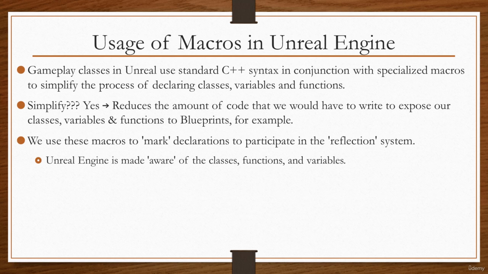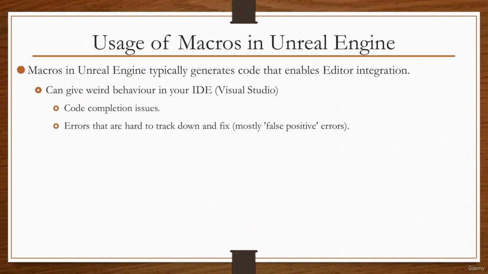Macros in Unreal Engine typically generate code that enables editor integration. Now, while this is really handy, I would like to mention here that it can give us some weird behavior in the IDE, so in Visual Studio with IntelliSense, for example, code completion issues. That can be an issue for some people if you are relying heavily on code completion. So you do the dot or the arrow operator and you expect a list to pop up and to show you what members you have access to, for example, or you expect IntelliSense to sort of guide you and help you to show you where there might be errors in your code. Well, because of all of these macros and because Unreal Engine is so huge, you may have to wait quite a bit for IntelliSense to catch up.